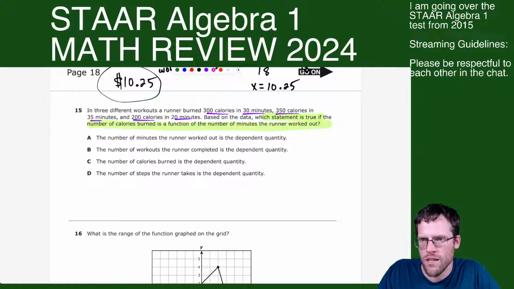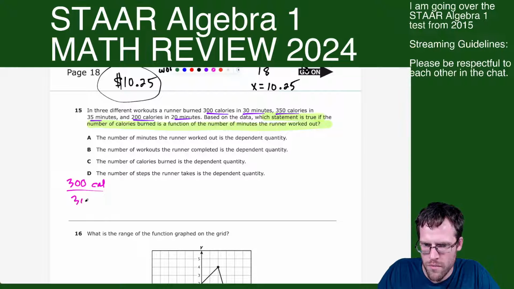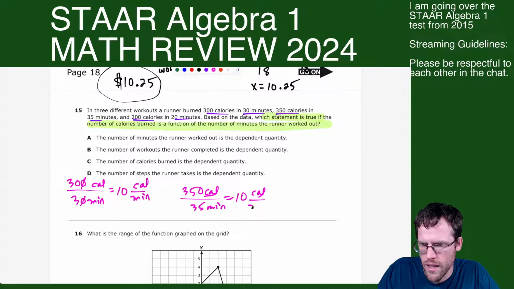So when I look at this question, my thinking automatically goes to workout 1, 300 calories and 30 minutes. If you divide 300 by 30, you just cross off common zeros, 30 over 3 is 10. This tells us the runner burns 10 calories per minute. Okay, but then I just check the others. 350 calories in 35 minutes would be 10 calories per minute. And if you do it for the last one as well, you could see here that this is going to be a linear function.